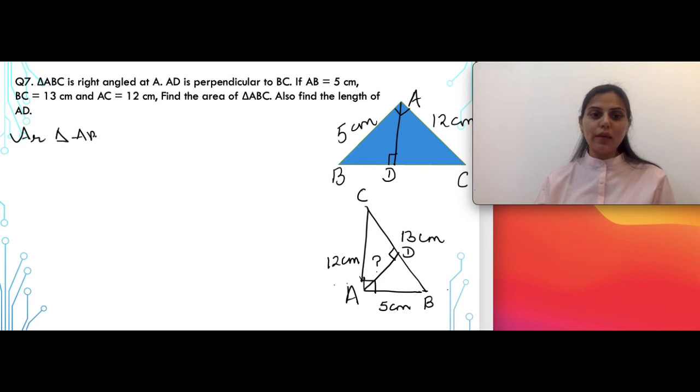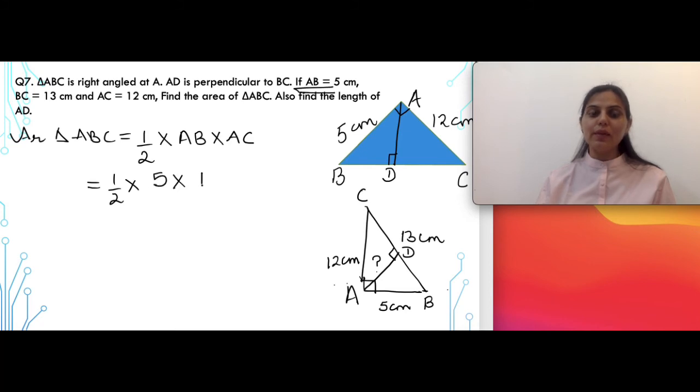For area of triangle ABC, the formula is half multiplied by base. In this case, the base is represented by the side AB multiplied by height, which is represented by AC. Or this can be written as 1 upon 2 multiplied by... Now if you see clearly, AB is given as 5 centimeters and AC is given as 12 centimeters. So 2 and 12 can be cancelled. So the answer will be equal to 30 centimeter square.